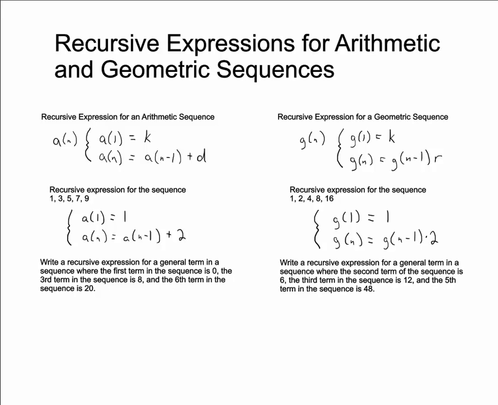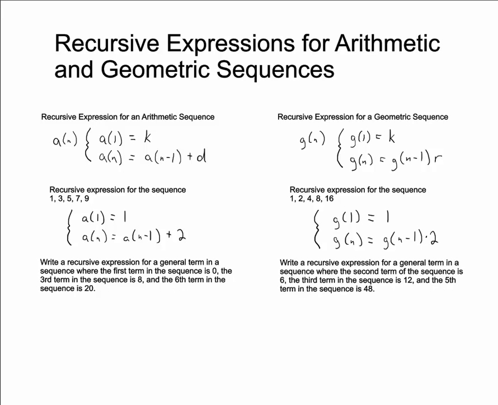So we can use that expression to find, for example, the sixth term in the sequence, because we already know the fifth term is 9. So if we did that, we would say a of 6 is equal to a of 6 minus 1, or a of 5, plus the common difference, which is 2. So a of 5 is equal to 9. So a of 6 would be a of 5 plus 2, which is 11.